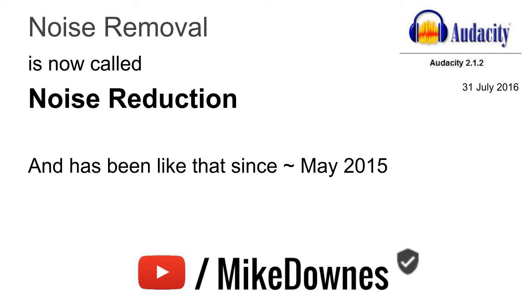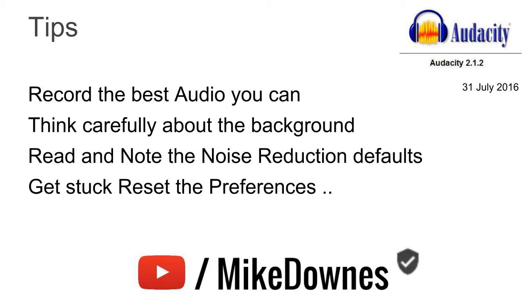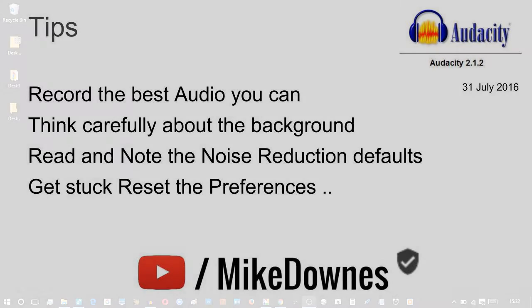Now we've got a couple of tips coming up in this video, and the tips are: record the best audio that you can when you do it, and I'll give 2 examples. Think carefully about the background, that's the background noise or ambient sound. Again, 2 examples. Read and note the noise reduction defaults. If not, I'll show you how to reset them, because I even had to reset my own Audacity today. And that was that. So let's get started with the old desktop.